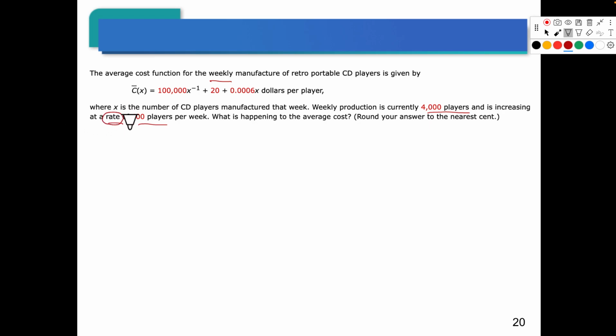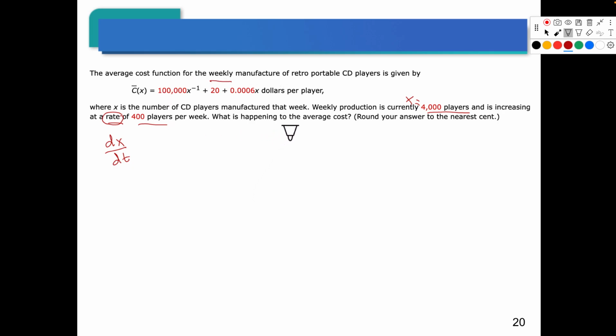So rate, it's number of players. Remember, x is the number of players. So this is really going to be a derivative. It's going to be dx/dt. This is how many players we currently have, so that's going to be x. x equals 4,000. So you can kind of do this in either order, but whenever you see a rate, you know that's going to be a derivative. When you see a number, this is the number of players, okay, that's going to be x. So what's the first sort of step to take?